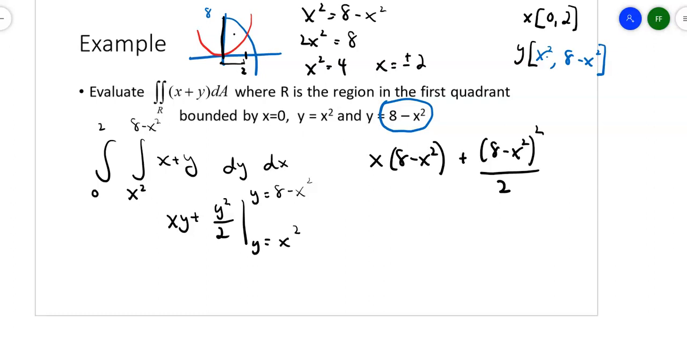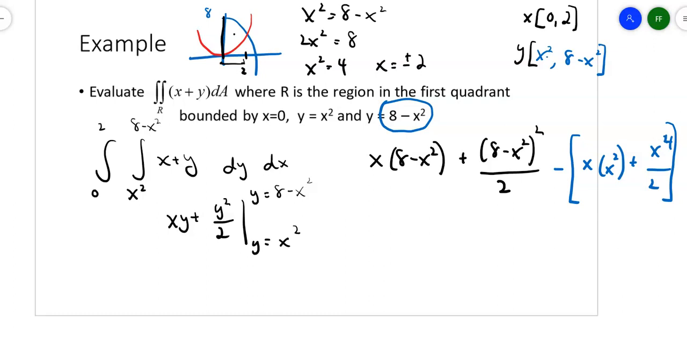Now you've got the lower limit of integration to do. So replace that first y with an x squared, and you get x times x squared plus x squared squared, so x to the fourth, over 2. All right. This does simplify a little bit.